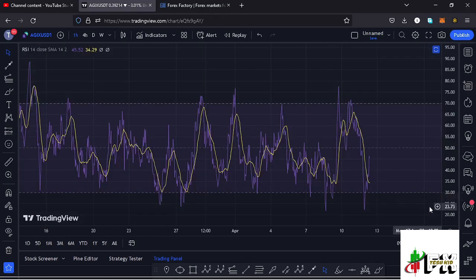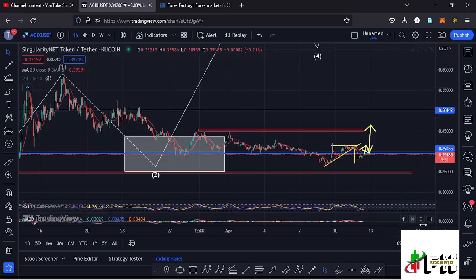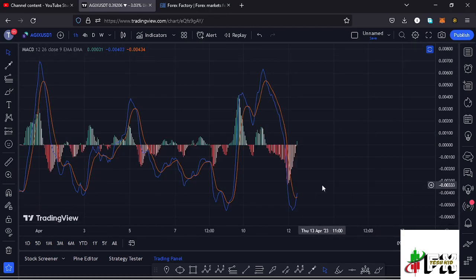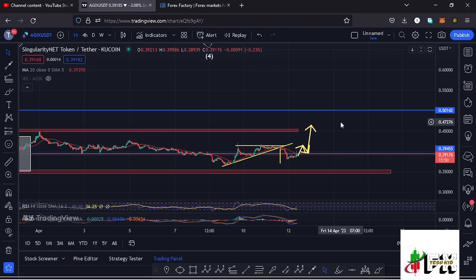And also taking a look at the indicators, on the RSI we are trading at around the 45 mark, meaning we have massive room for us to fully support higher prices. Also taking a look at the MACD, we have been able to print a bullish cross, fully supporting higher prices. So let's be patient and see how that plays out, and I'll be keeping you updated.